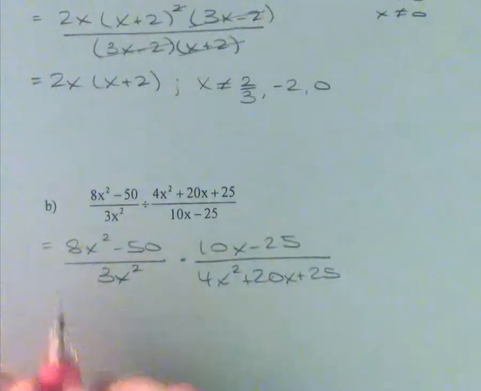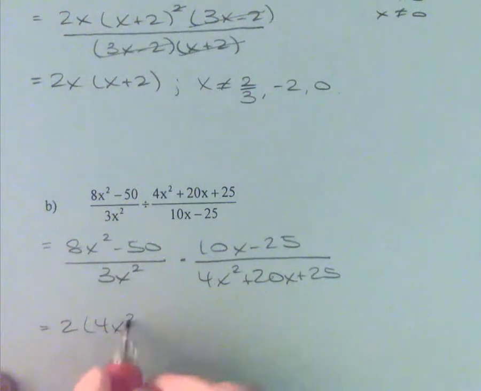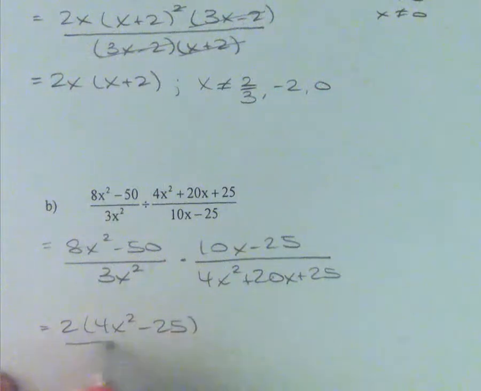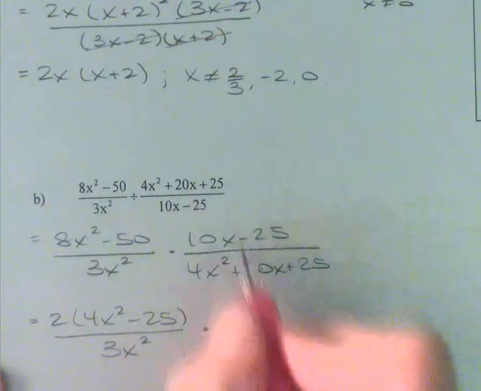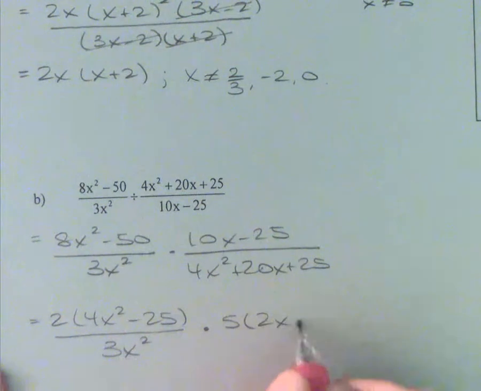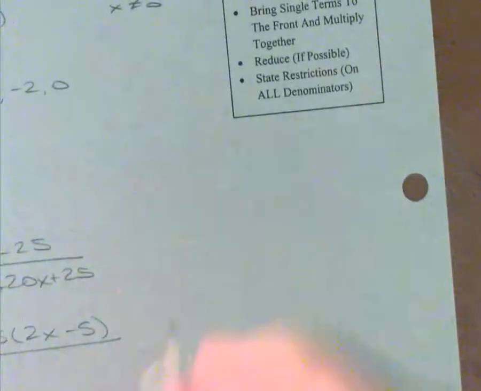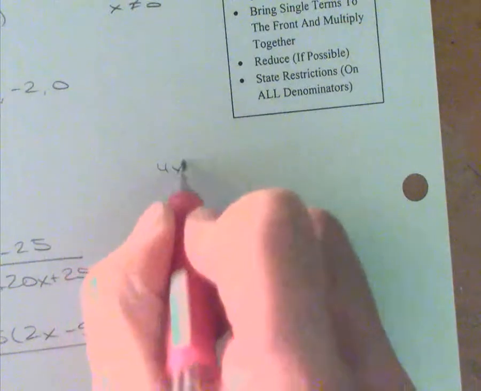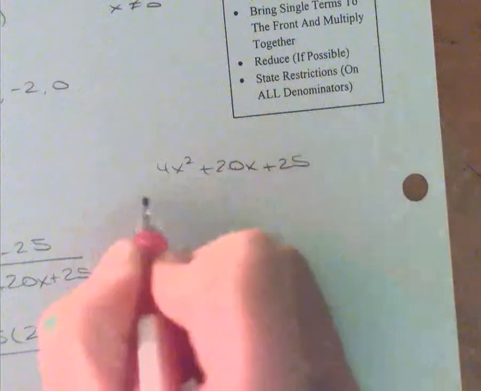If I look at this first one, there's a common factor of 2, and I'm left with 4x squared minus 25. And on the bottom, I just have a monomial of 3x squared. If I look at the top of this one, I have a common factor of 5, and I'm left with 2x minus 5. This bottom needs to be factored. I'm going to do it over here on the side. So I have 4x squared plus 20x plus 25.